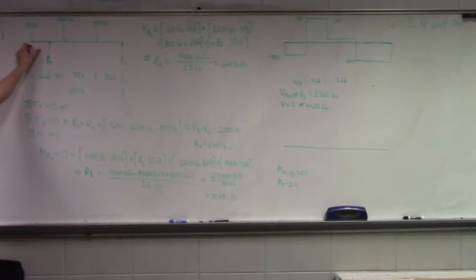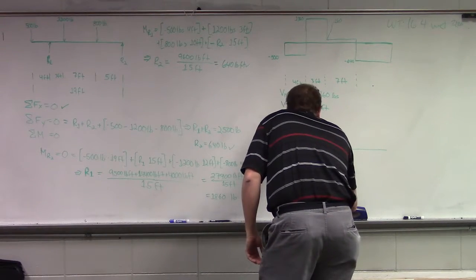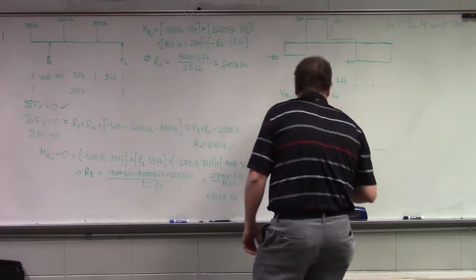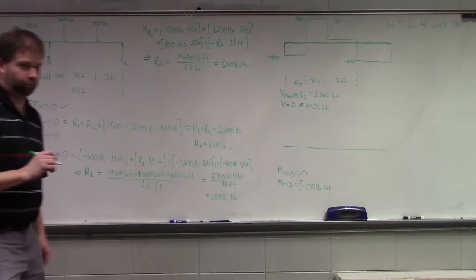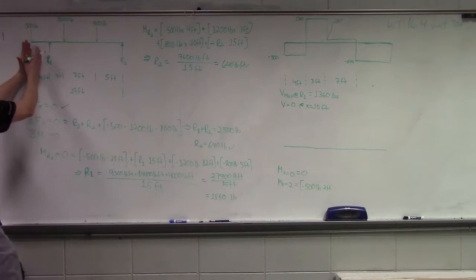What are we picking up at 2 foot? So you're gonna do negative 500 times 2, and then times 1. Do you cut the distance in half? Is it uniformly distributed? No. You keep it as it is. We only do that for our uniformly distributed loads. And then we gotta account for R1 too. Do we have to account for R1 here? No, never mind, because we're only looking to the left.